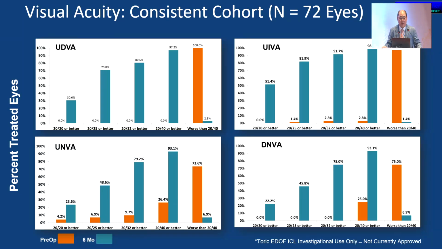In terms of visual acuity, about 80% were 20/30 or better. This is an EDOF ICL, so it cannot give J1 near. We know that, and we explain that to the patient. Our target is about 20/25 distance, 20/25 intermediate, and about J3, J4 near. In this cohort, 80% are 20/30 or better, and 70% are 20/25 or better in distance. 81% are 20/25 or better for intermediate, and about 80% are 20/30 for near. Distance-corrected near vision, 75% of them were 20/30 or better.